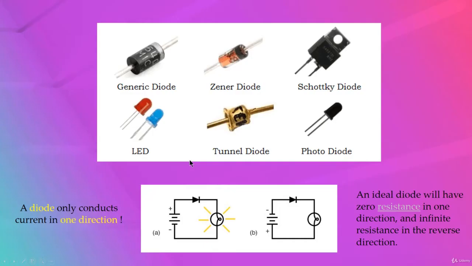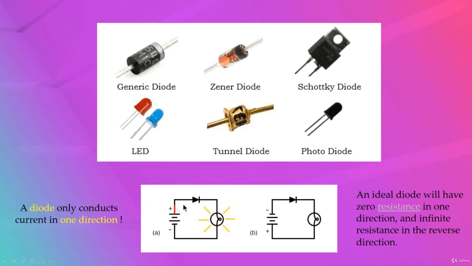Alright folks, as you can see in this image, there are many types of diodes, and the most used one is the generic diode. The Zener diode is the second most popular and we will learn about it in the next course. Then we have the Schottky diodes, LED, tunnel diode and photodiode. What you have to know is that all types of diodes conduct current in one direction, but we will see that they conduct current in one direction only as long as it is operated within a specified voltage level.